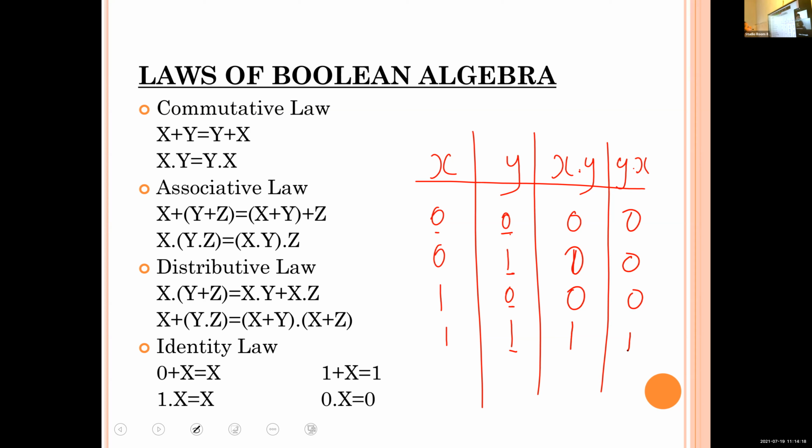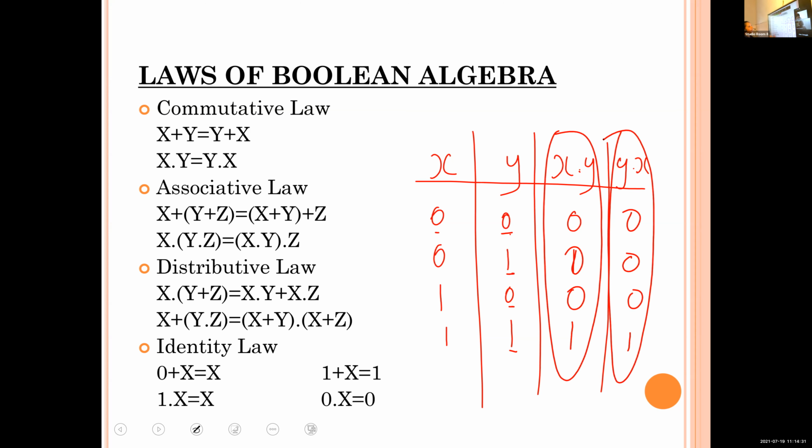Okay. So this is the truth table for second commutative law. The second commutative law is x dot y is equal to y dot x. Here x dot y values are 0 0 0 1 and y dot x is also 0 0 0 1. So x dot y is equal to y dot x. Is it clear, that commutative law?